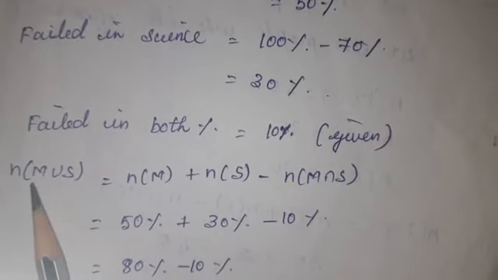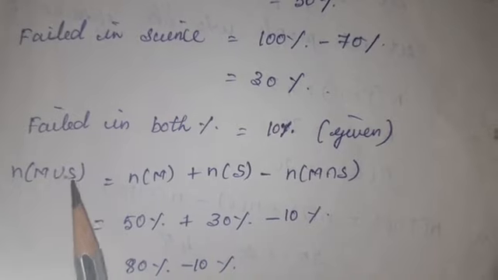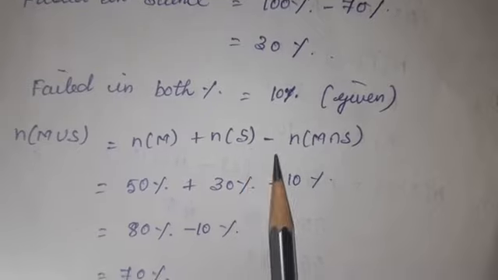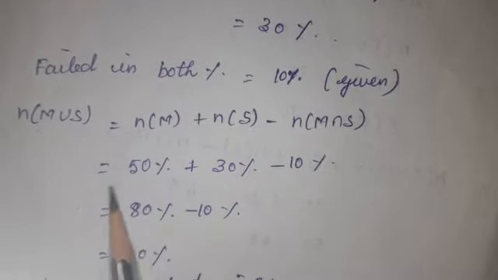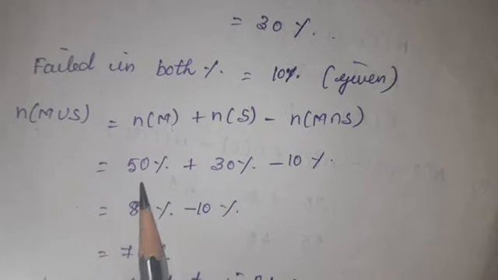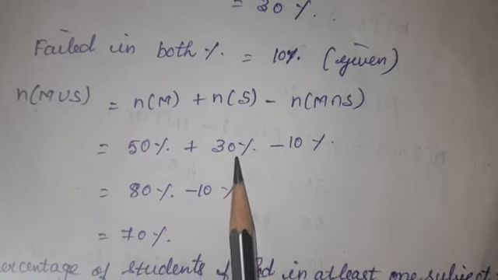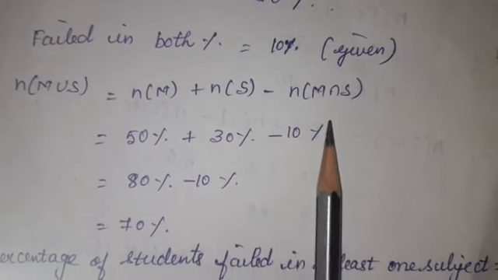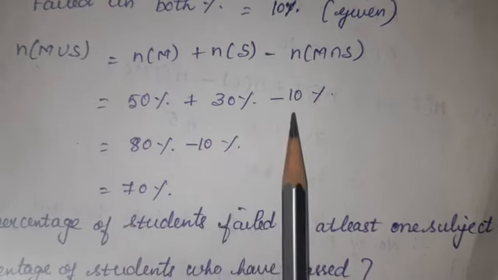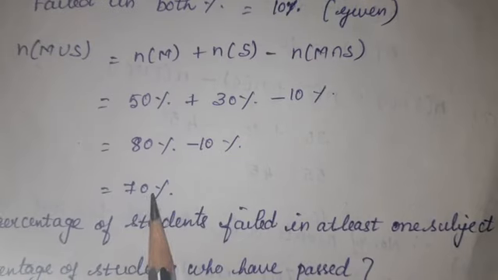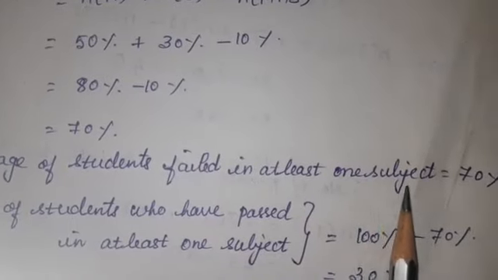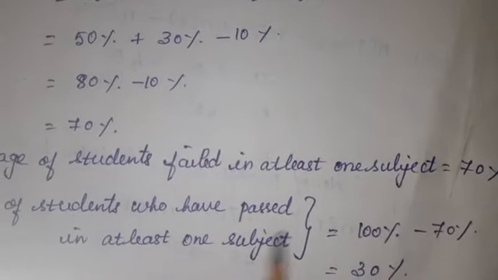That means mathematics union science, using the formula, is n of M plus n of S minus n of M intersection S, which is equal to n of M, failed in mathematics 50%, plus n of S, failed in science 30%, minus for both failed 10%, which is 50 plus 30 is 80, minus 10, equal to 70%. That means the percentage of students who failed in at least one subject is 70%.